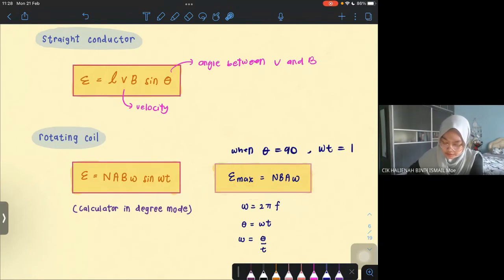So untuk this one, when we calculate this one, your calculator must be in degree mode. Okay, dia bukan dalam radian lah, walaupun kita gunakan angular frequency di sini. So ada 3 formula yang kita akan gunakan to calculate the induced EMF based on what type of conductor we have. Kita ada coil, straight conductor, and rotating coil.